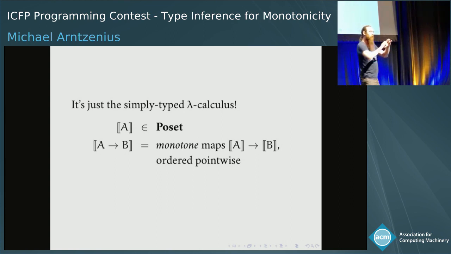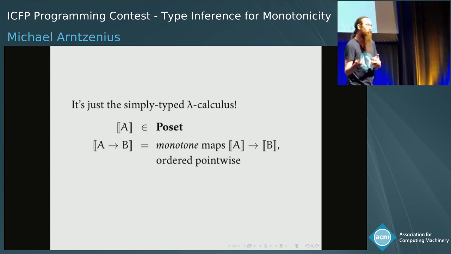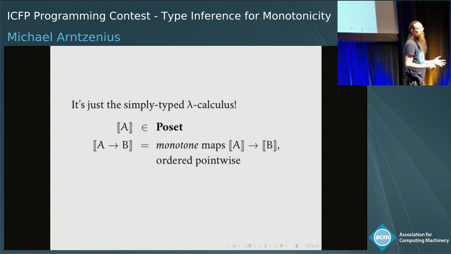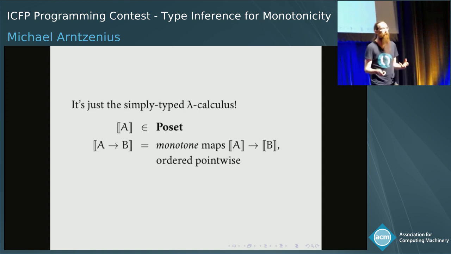Also, I interpret the arrow type as meaning not arbitrary functions from A to B, but only the monotone functions from A to B. And since my types need to be partially ordered sets, I endow them with the pointwise ordering. And if you do this, you're actually kind of done, right? This is a type system that will guarantee that things are monotone. If all of your built-in functions are monotone, then all of the functions definable in your simply typed lambda calculus will be monotone.